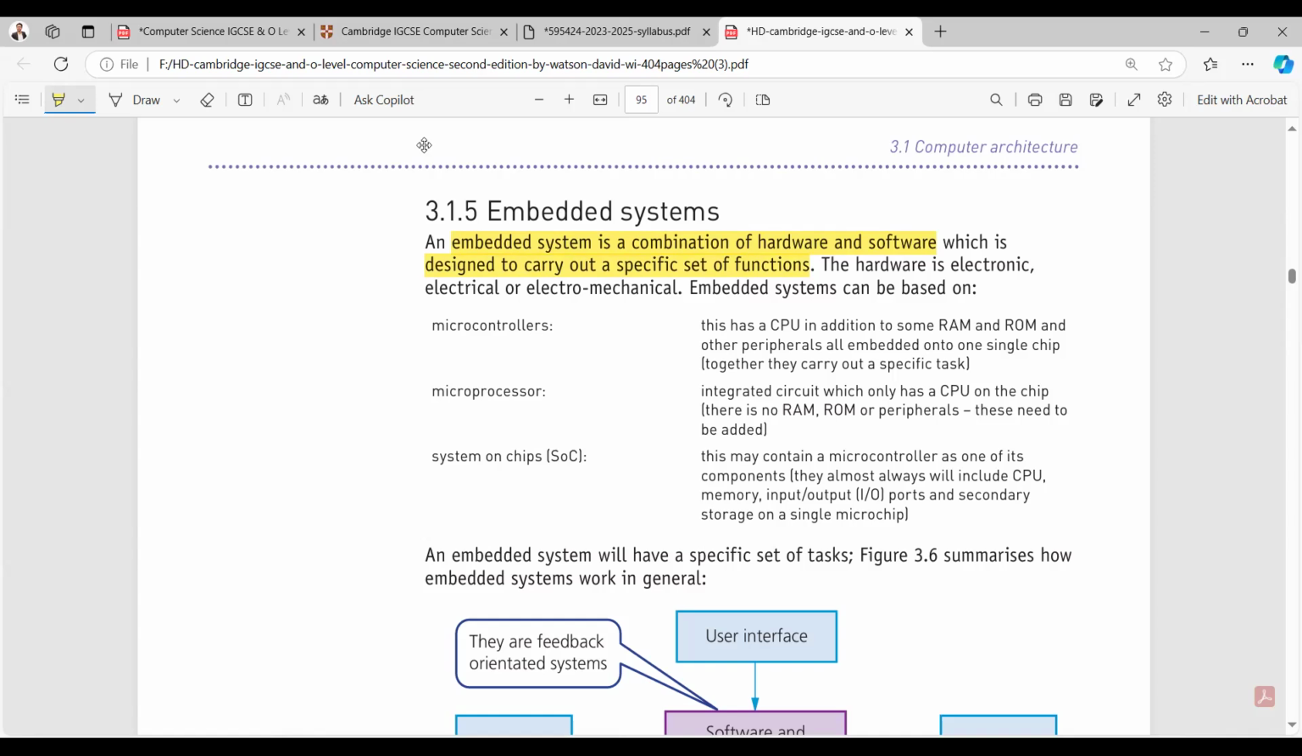So whenever you have an embedded system, that means that you are going to work with three important areas. The first area, I mean, तीन चीजें अहम होंगी embedded system के अंदर. पहली चीज होगा आपका माइक्रो कंट्रोलर, दूसरा होगा आपका माइक्रो प्रोसेसर, और तीसरा होगा आपका सिस्टम ऑन चिप्स.